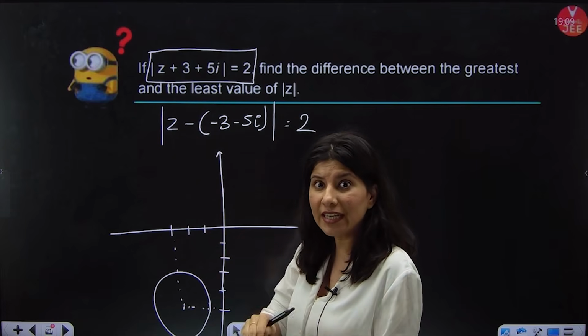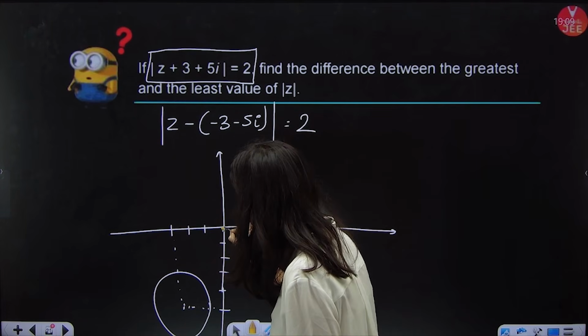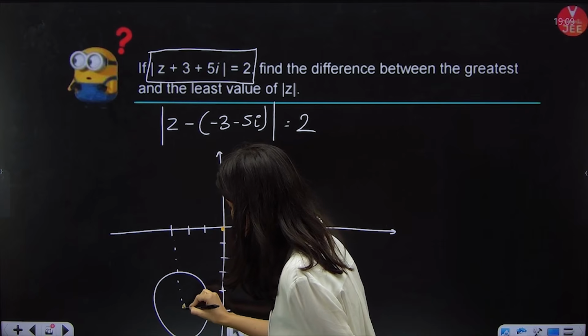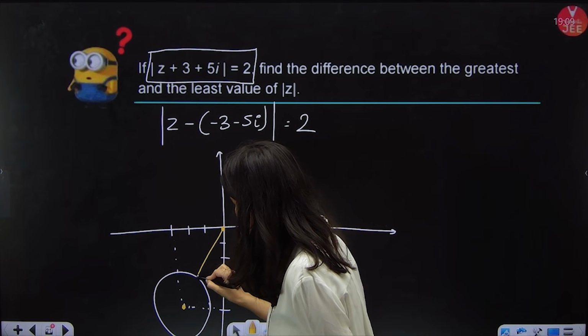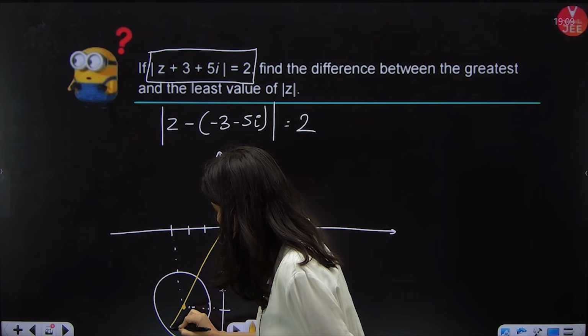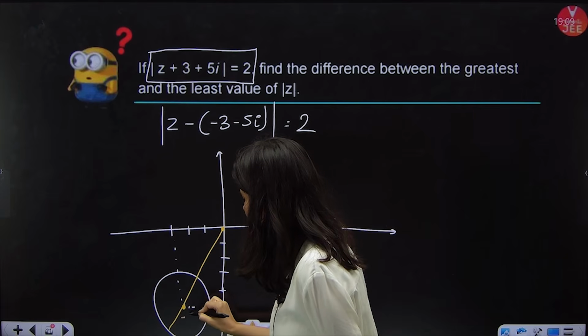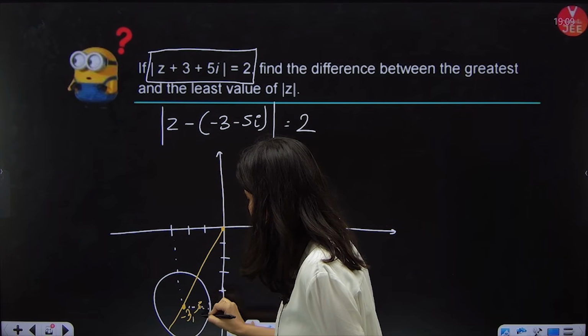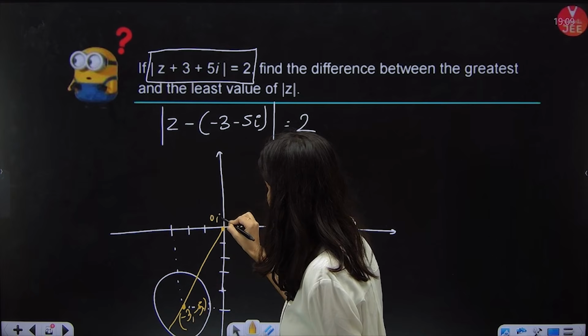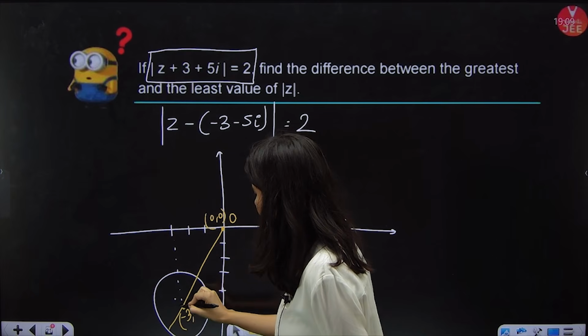Distance of z from the origin. So this is your origin, this is your center. So minimum distance will be this. Maximum distance will be this. Again, same thing. This is minus 3 comma minus 5 and this is 0 comma 0. This is your O, this is your P.